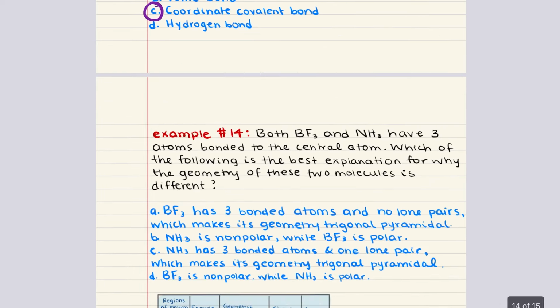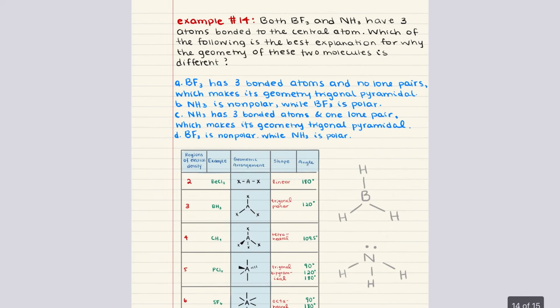Wonderful. Let's move on to problem 14. Problem 14 says both boron trifluoride and ammonia have three atoms bonded to the central atom. Which of the following is the best explanation for why the geometry of these two molecules is different? Now, this is very similar to a problem that we did earlier. And the thing that we have to rely on here is VSEPR theory.